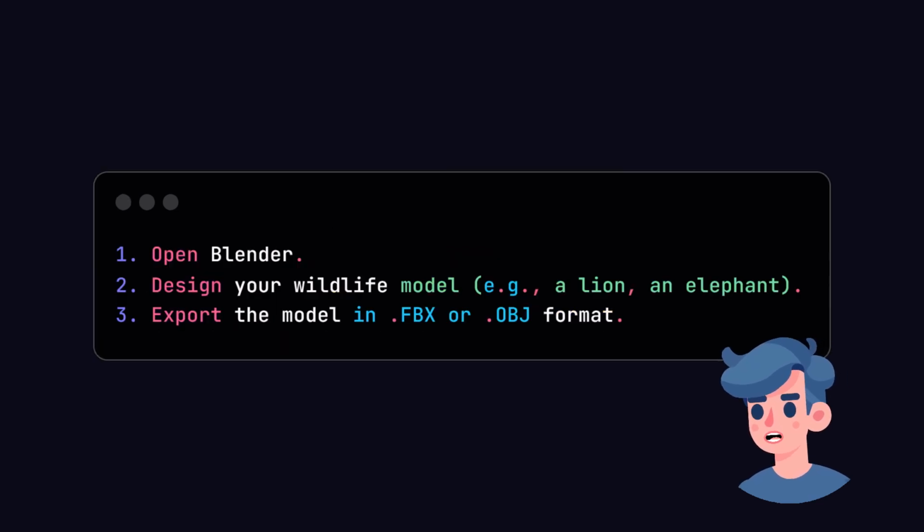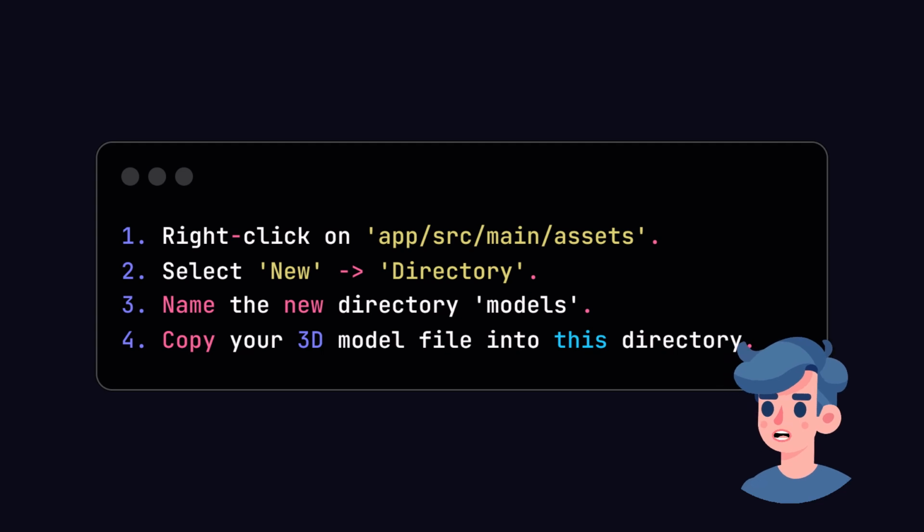Let's now create a model of an animal that we want to display in our AR application. You can use Blender or any other 3D modeling software to create a model of a wildlife species. It's vital to export it in an appropriate format like .fbx or .obj. Once you have your 3D model, import it into your project. Create a new folder in the Assets directory called Models and place your FBX or OBJ file there.